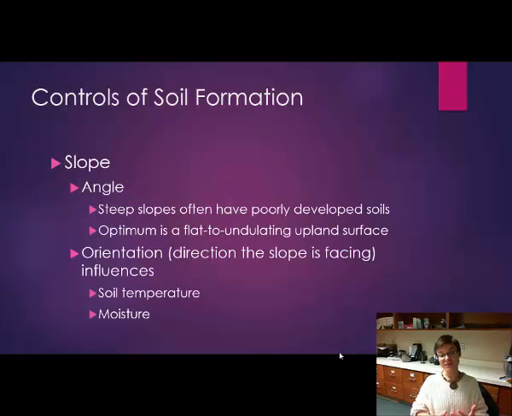Slope has a huge influence on soil formation. Soils are not going to form on a slope like this. The soil is just going to erode straight down the wall. Remember, erosion is the transport. We can also say that it undergoes mass wasting, goes straight down the hill. So the angle of the slope, if it's too high of an angle, you're not going to have soil formation.